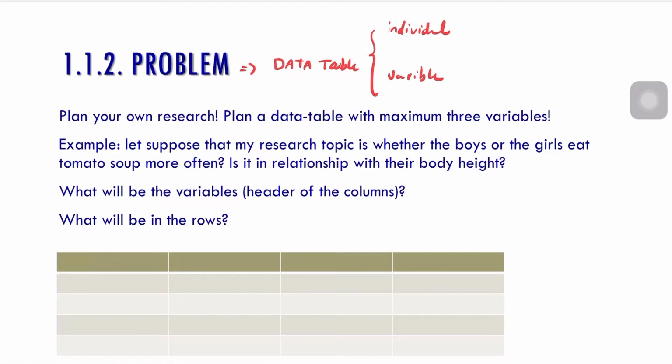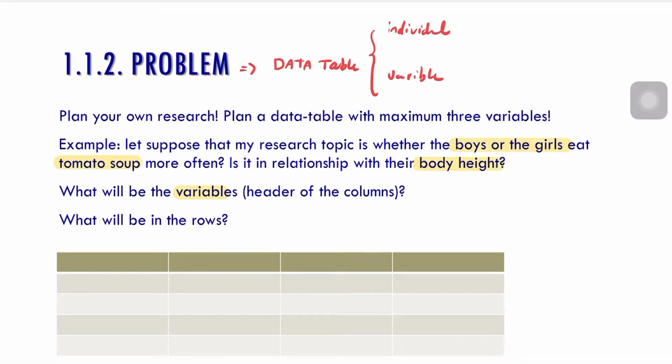It's very important. For example, if you see the topic here, the boys and the girls eat tomato soup often. Is it in relationship with their body height? Then if you see here, there is a relation between the variables, and it shows us the problem. What will be the variable? We can say the variable can be gender, body height, and so on.